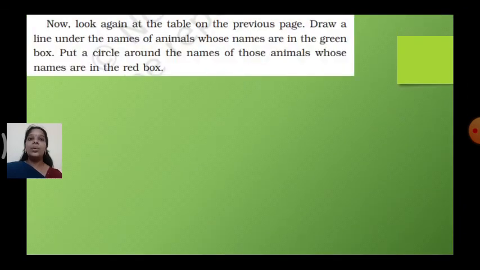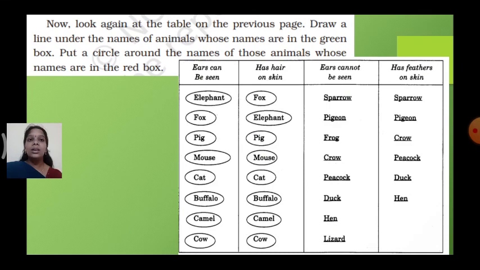Next, look again at the table on the previous page. Draw a line under the names of the animals whose names are in the green box. Put a circle around the names of those animals whose names are in the red box. So, in the table, mark the answers like this: which ones we have to circle and which ones we have to underline. Do this also in your classwork itself. Okay, children.